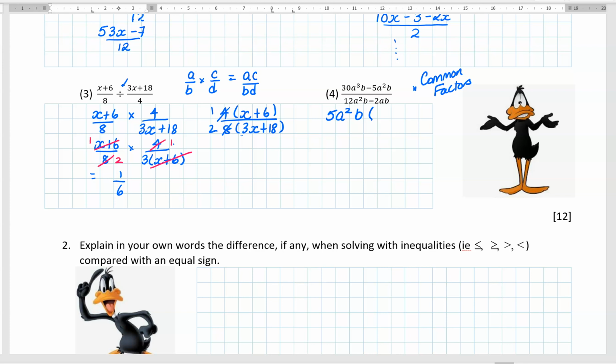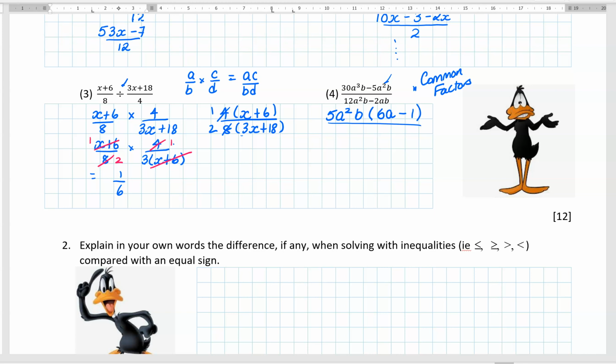30a cubed b, sorry. So 5 times what gives me 30? That has to be a 6. If I just left it like that, I'd end up with 30a squared b, and I want 30a cubed b. So obviously I must put an a there, because a squared times a gives me a cubed. Minus 5a squared times what gives me 5a squared b must be the 1. If you didn't put anything there, then you wouldn't end up with that term whatsoever.